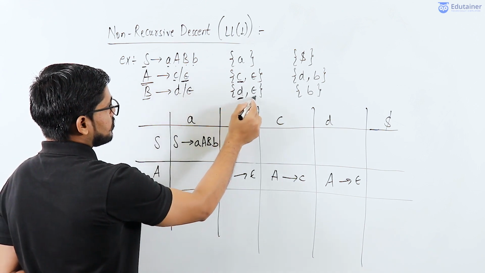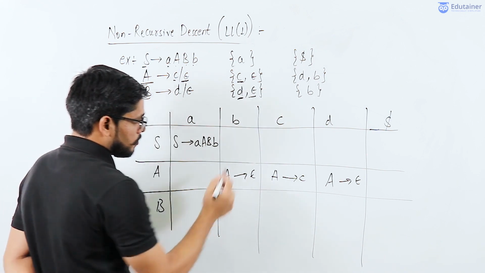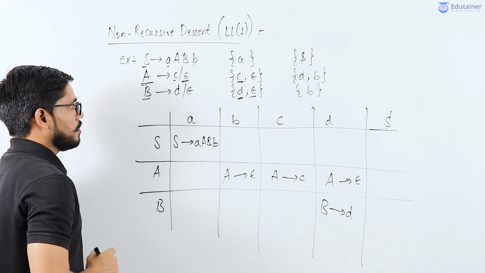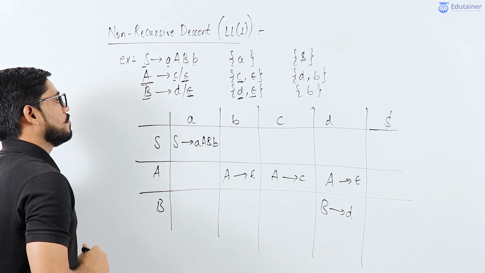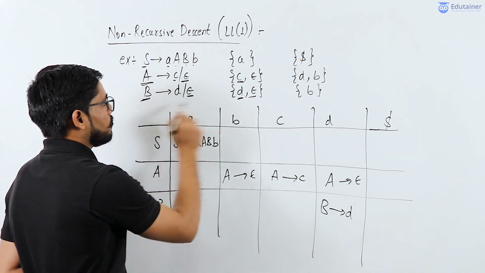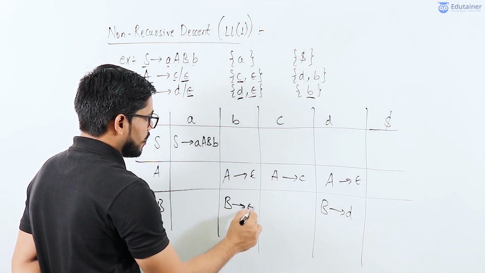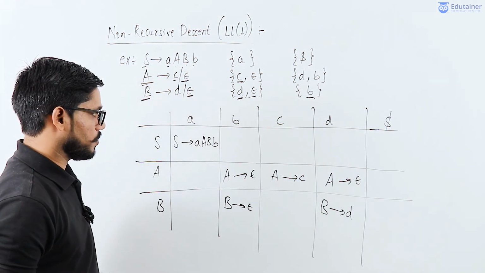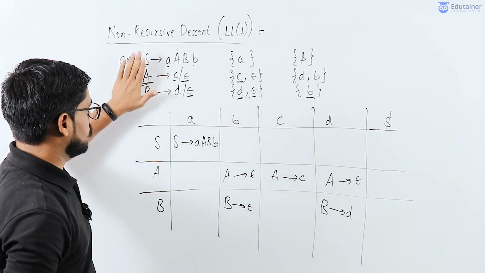First of capital B is d and epsilon. So you can put B derives d in the d column. And here epsilon is also present, so you can put this production in the follow of the left hand side. Follow of the left hand side is small b, which means you can put B derives epsilon in column b, and the row corresponds to capital B. Okay, so this is the LL1 parsing table for this grammar.